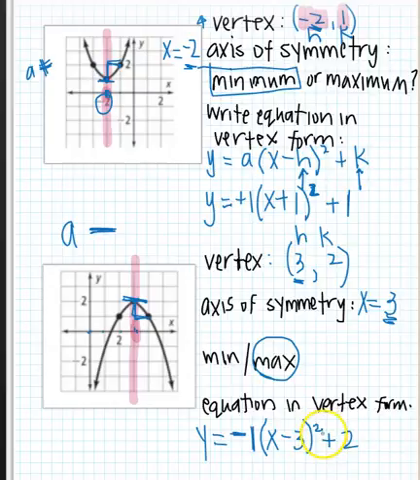Please remember that squared. That's what makes it into a parabola, a U-shaped figure. If you forget the square, it's going to be a line.